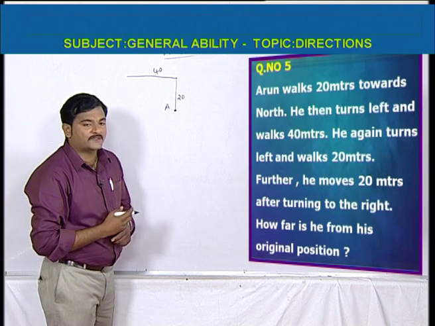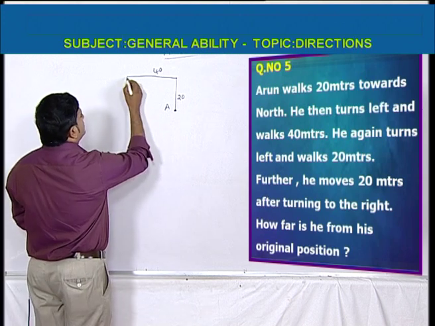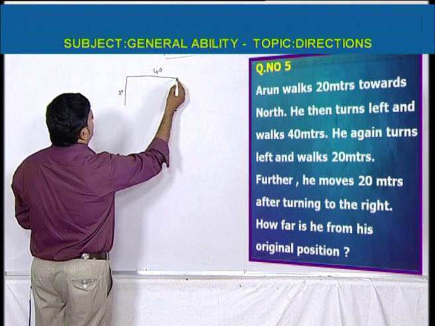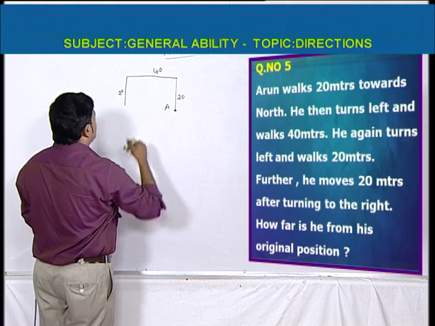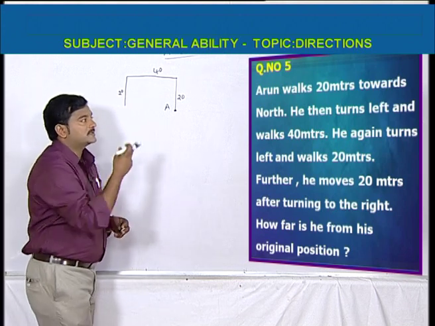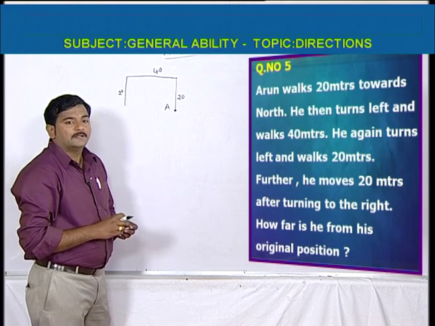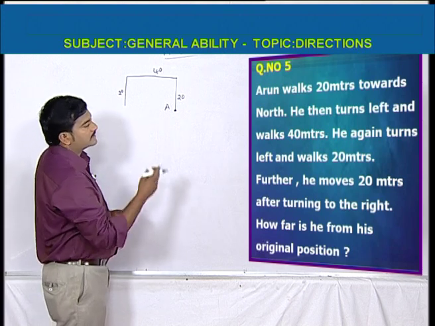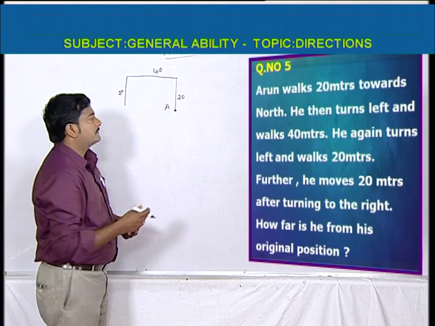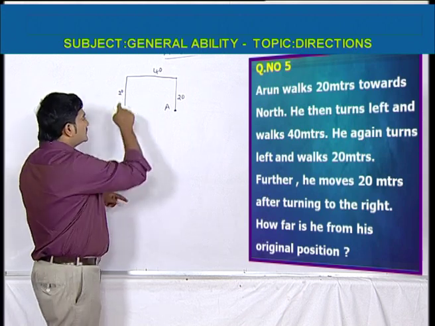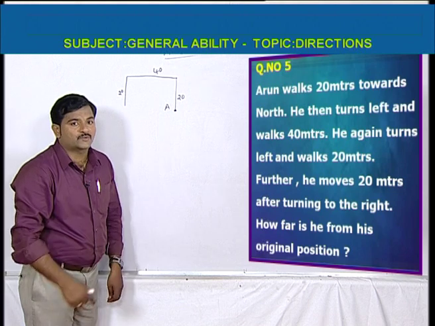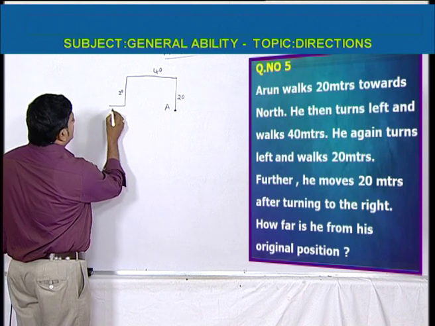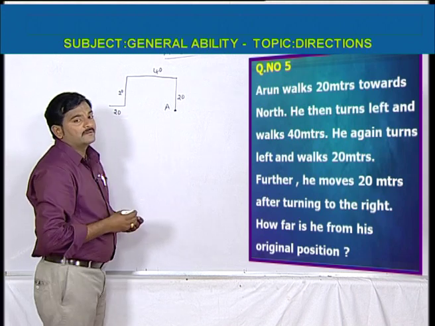So he again turns left and walks how many meters? 20 meters. Again turns left, walks 20 meters. I hope you understood this also. So here turns left and 40, again turns left and 20 meters. So next sentence, he mentioned then further he moves 20 meters after turning to the right. After turning to the right, now he is facing towards south. So he turns right and moves how many meters here? 20 meters.